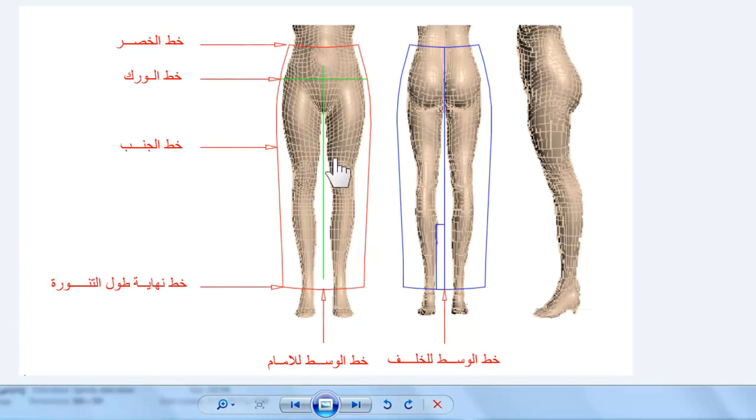These are the lines available on the skirt. There is a line in the middle of the skirt, and there is an invisible line usually in long skirts. It's called the middle line for the front, and this line is usually used in the pattern applications.